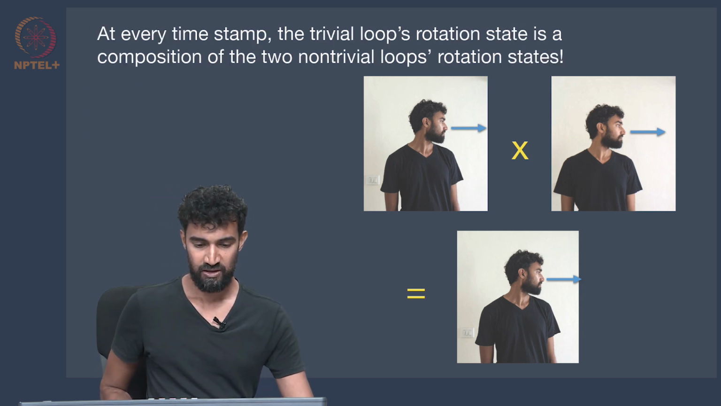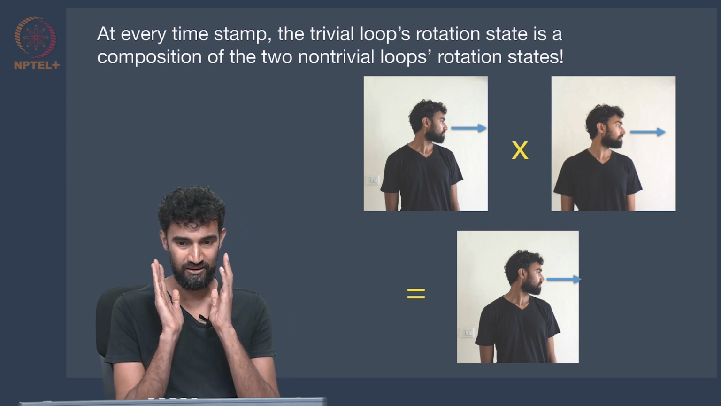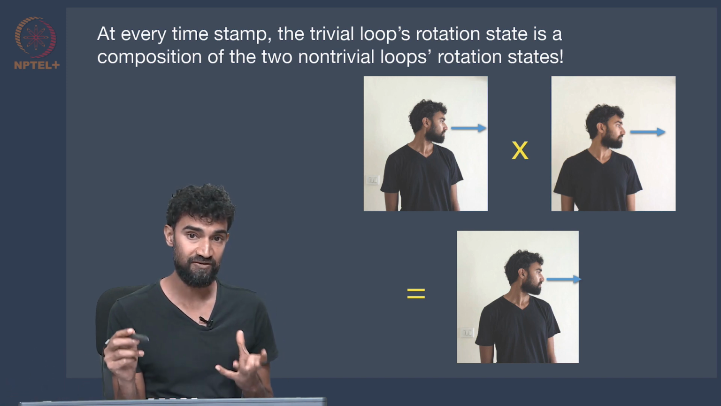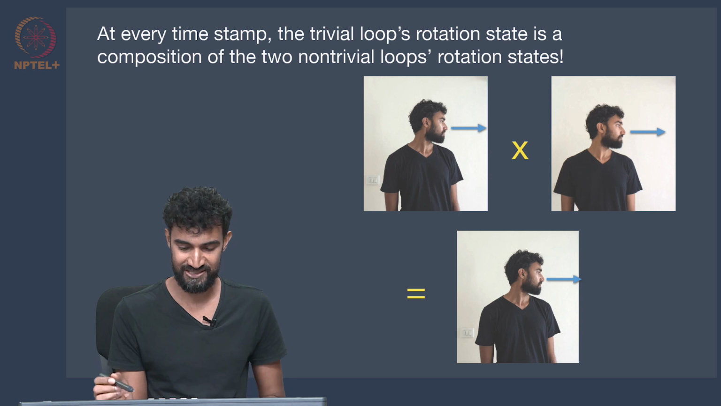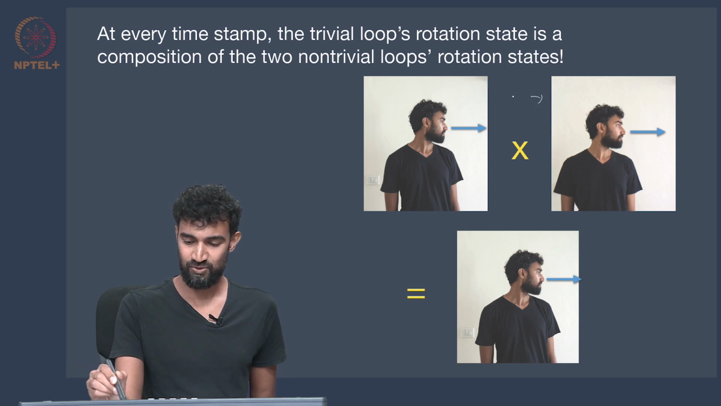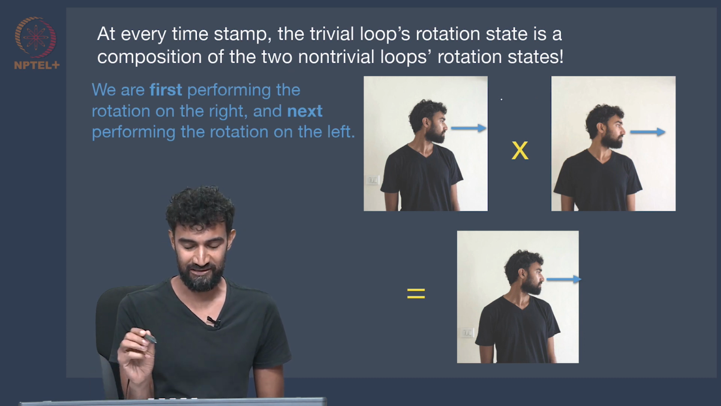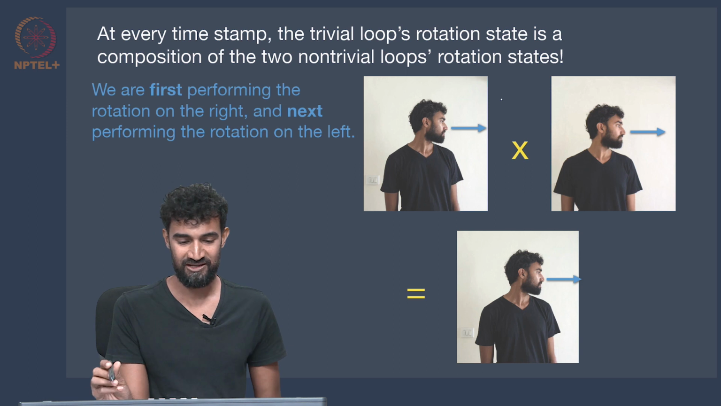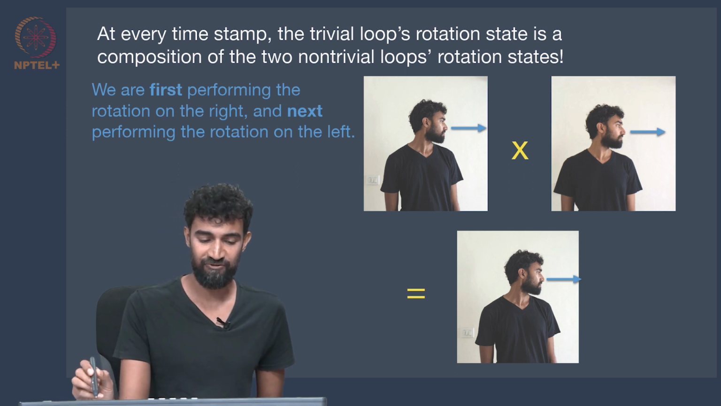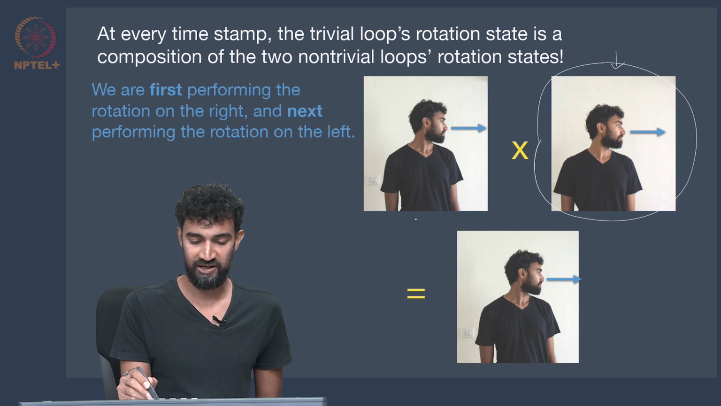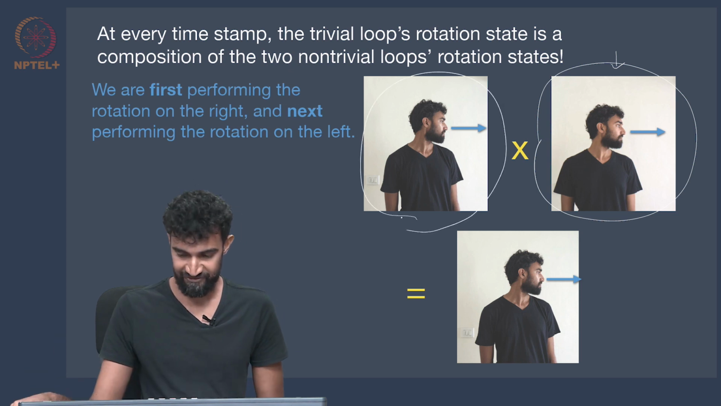At every timestamp, at every unit of time, the trivial loop's rotation state is a composition of two non-trivial loops' rotation states, namely this one and this one. Remember that we're multiplying from right to left, this product. So we're first performing this rotation here on the right, and next we're performing this rotation here on the left.